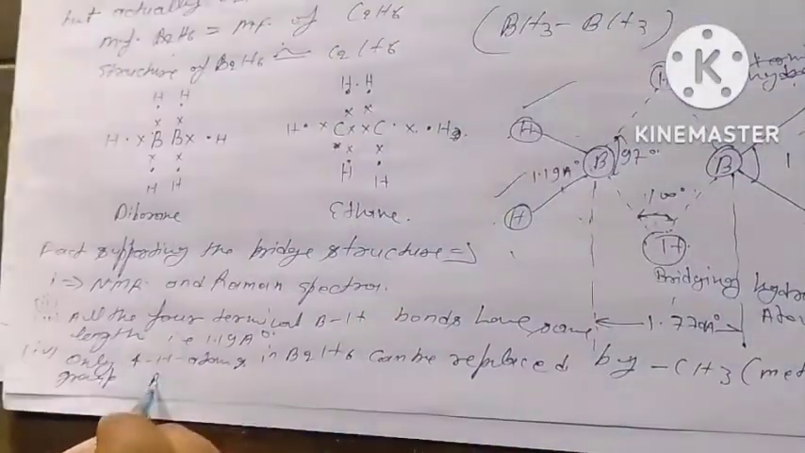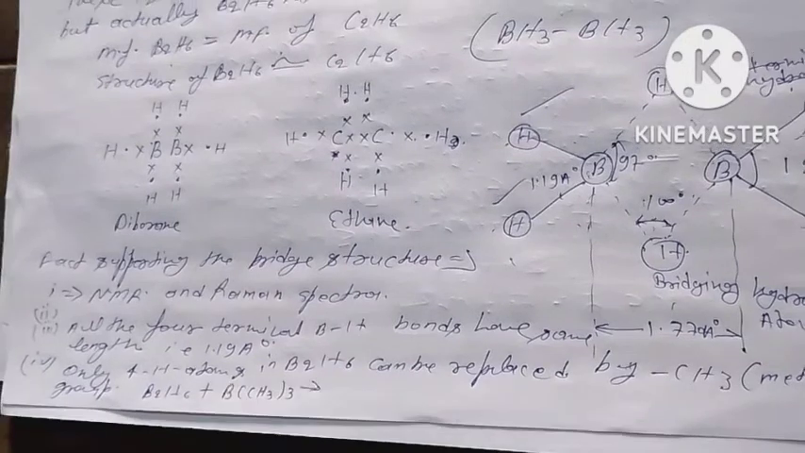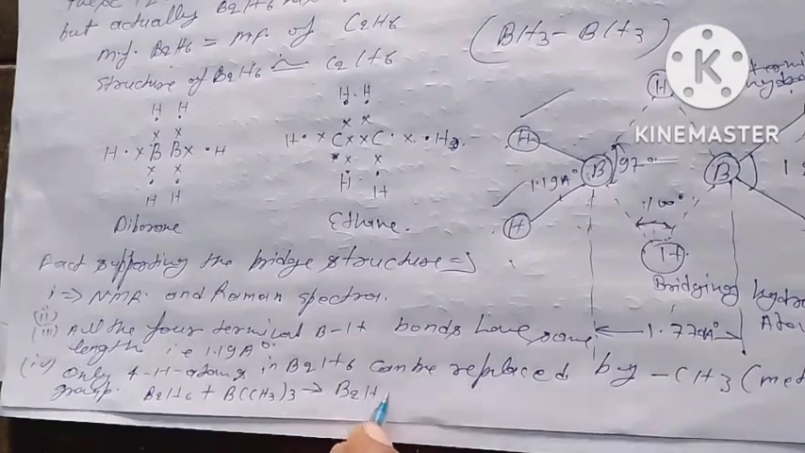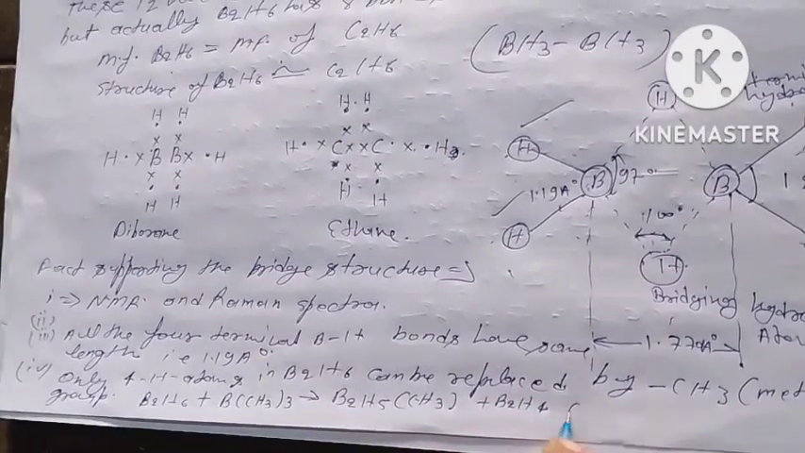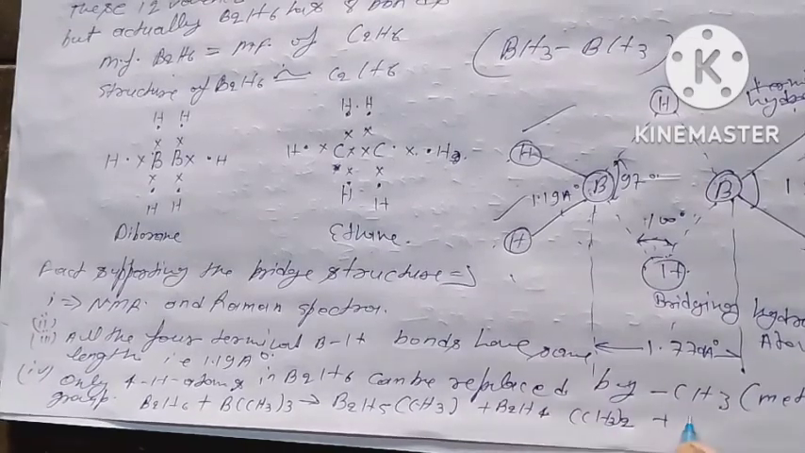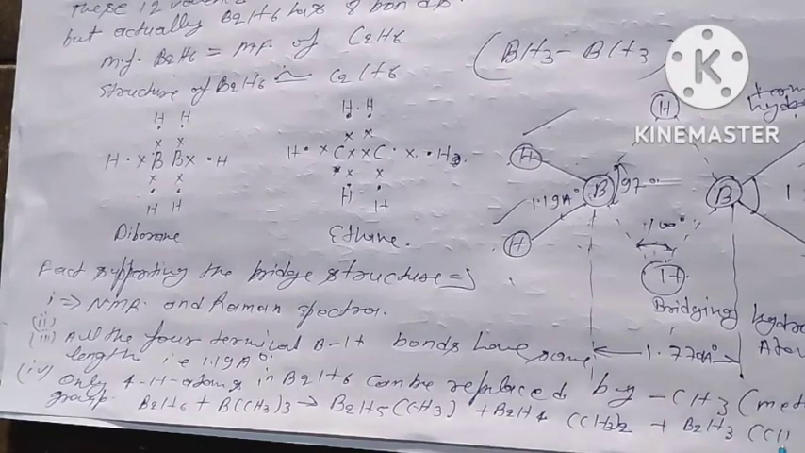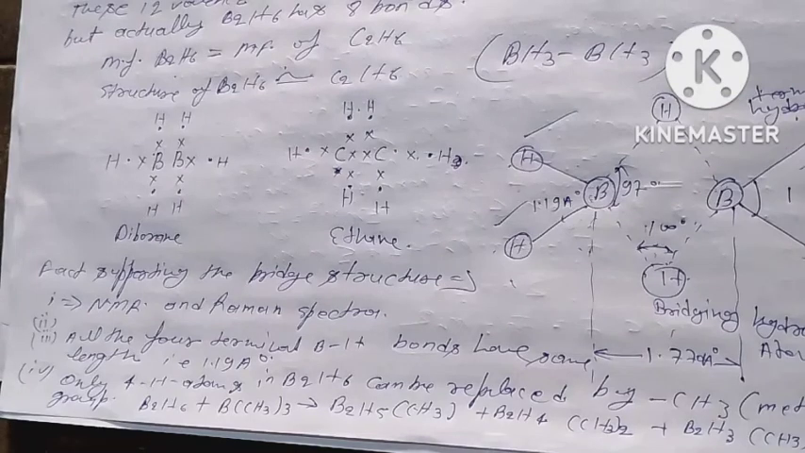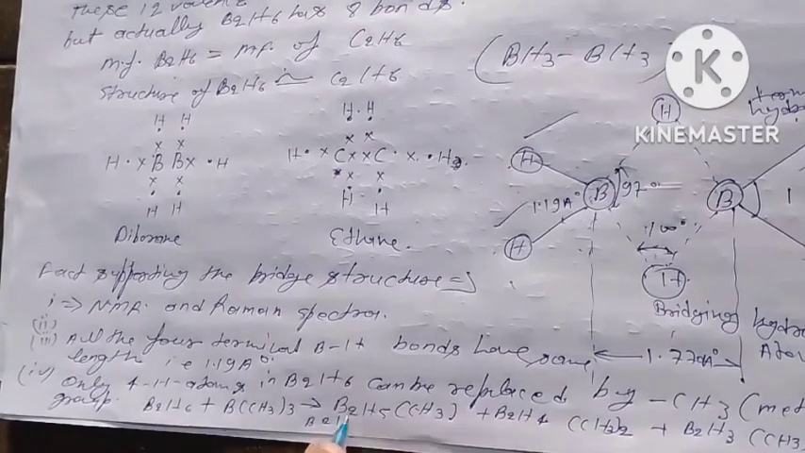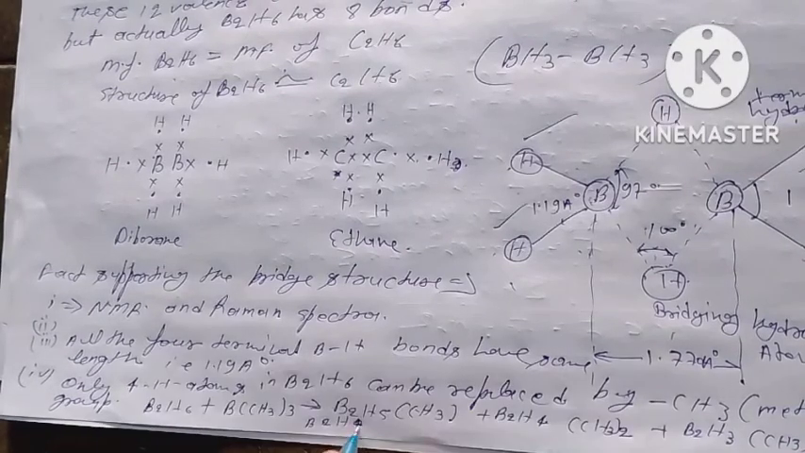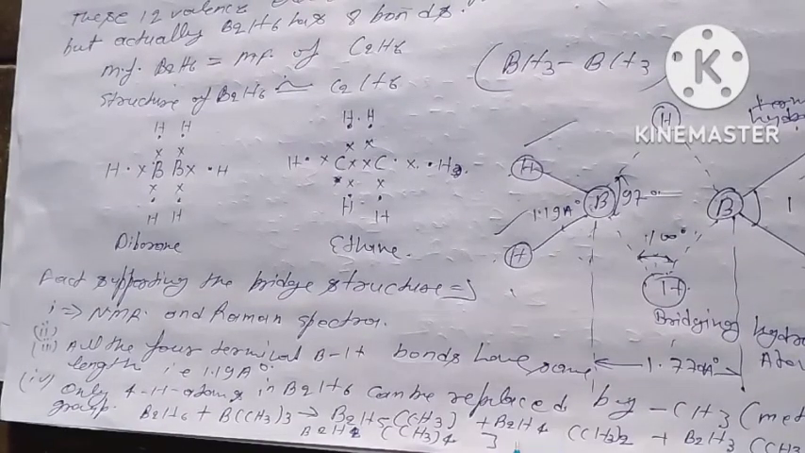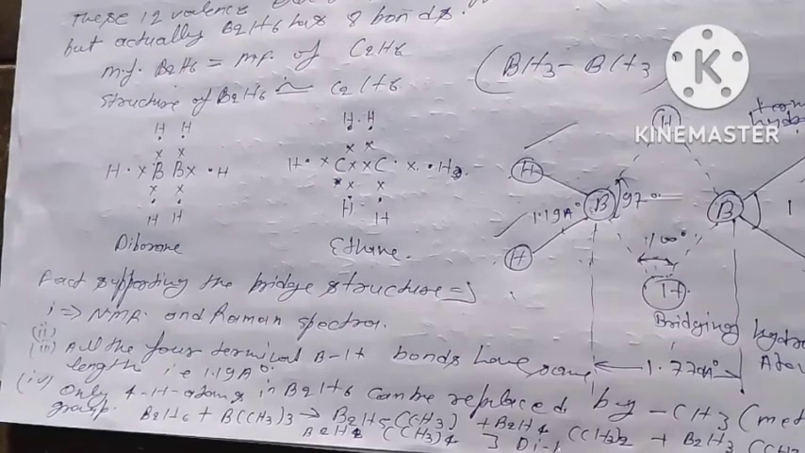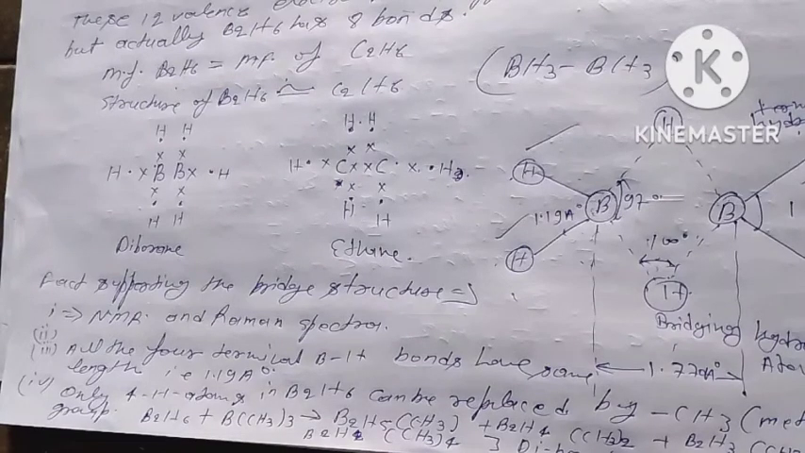Okay, B2H6 plus B(CH3)3 gives B2H5CH3 plus B2H4(CH3)2 plus B2H3(CH3)3 plus B2H2(CH3)4. This is diborane derivatives.